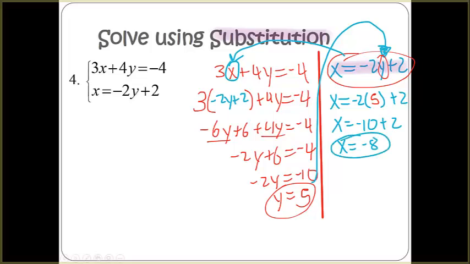Now since I have two solved variables, my solution to this will be negative 8, comma 5. And you can always check if you want to: plug your x, negative 8, into here, and your 5 into here, and see if you get negative 4. You should. And the same deal here, if you plug negative 8 and 5 into here, you should get a true statement. You don't have to do that, but that's just kind of a check. So there is your unique solution.